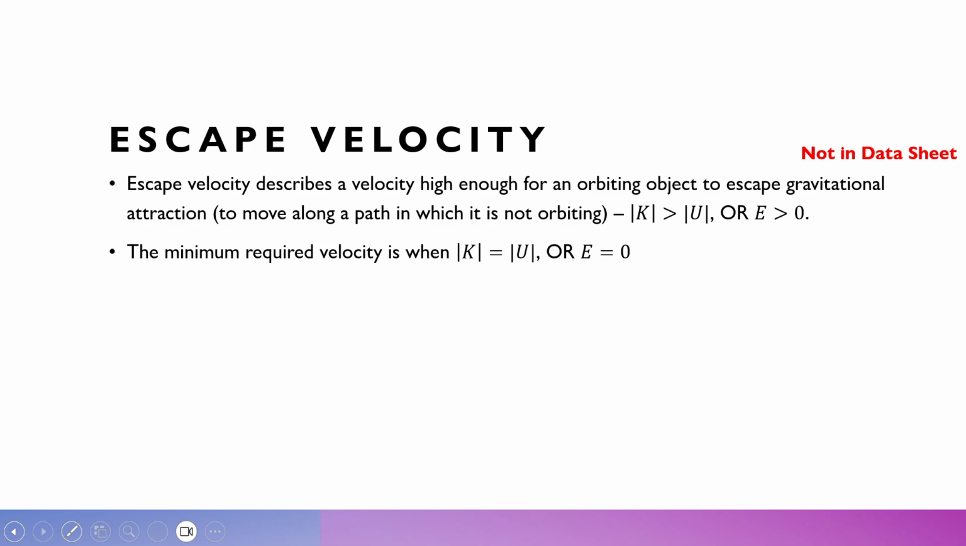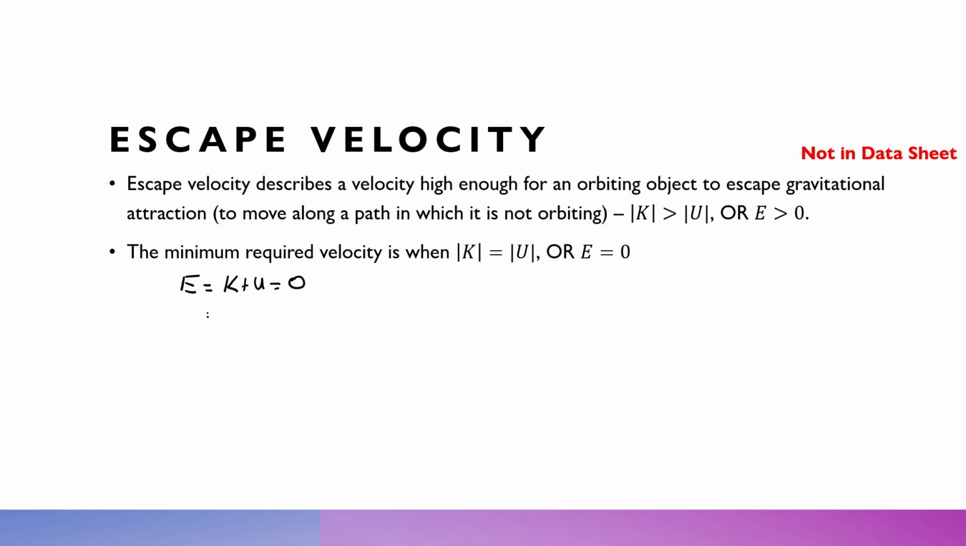However, if we're looking for that minimum required velocity, that turning point or cusp, this is going to occur when the kinetic energy and the potential energy are the same in magnitude, and therefore the total energy is equal to 0. So if we were to write an equation, it would look something like this. Now, we're not going to worry too much about the total energy. We're much more focused on the sum of K and U being equal to 0.